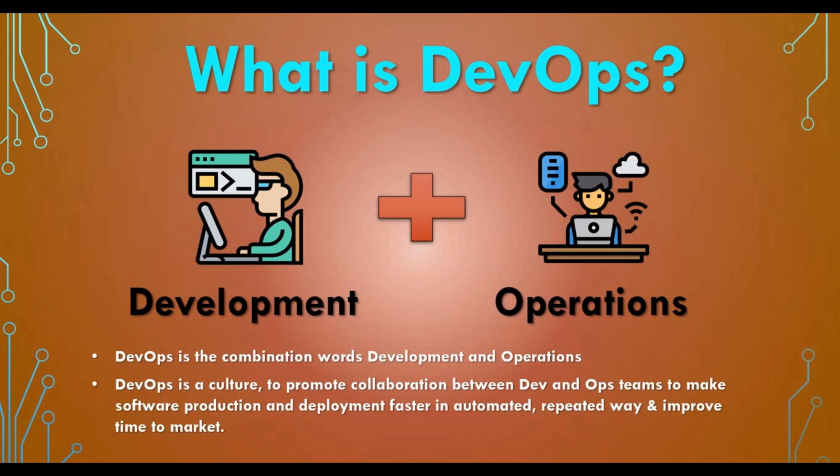Using this DevOps culture, what we are trying to achieve is how you can promote collaboration between the development and operations teams. Once you do this collaboration, you make software development and deployment faster, in an automated and repeatable way. And by doing that, it will improve the time to market of your software. So why do you want to do this?